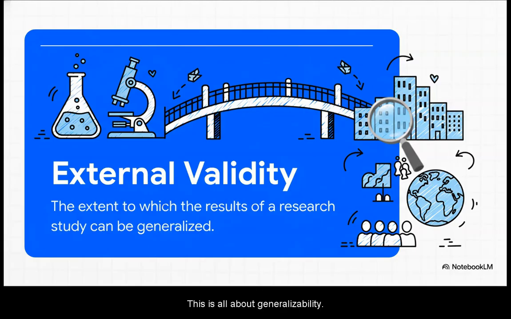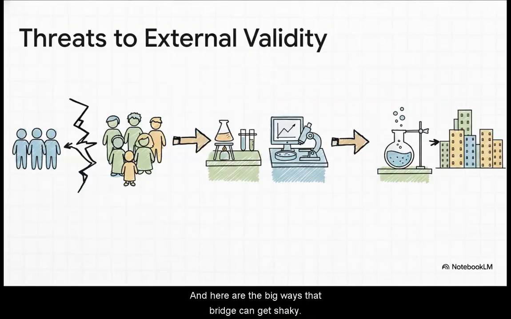Okay, now for the other side of the coin, external validity. This is all about generalizability. It's like a bridge from the clean, controlled world of the study to the messy, complicated real world. The question is, can your findings actually make it across that bridge? And here are the big ways that bridge can get shaky.